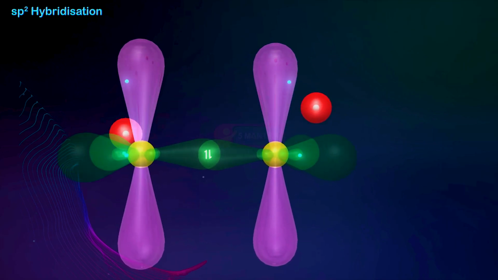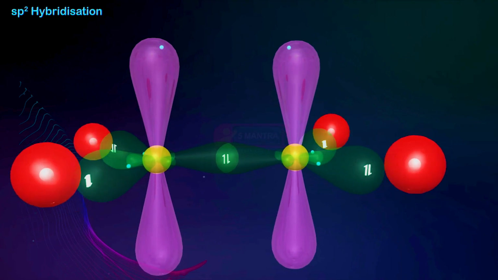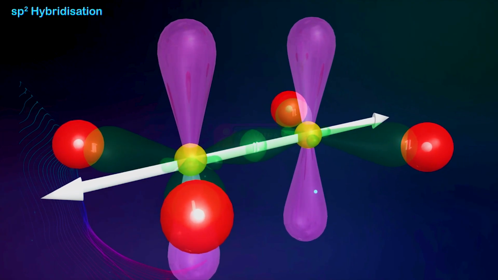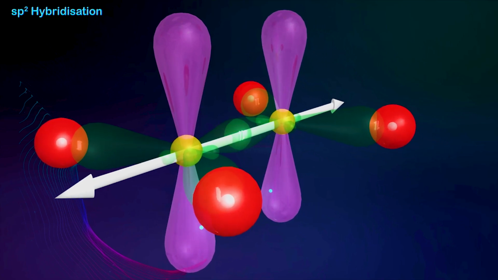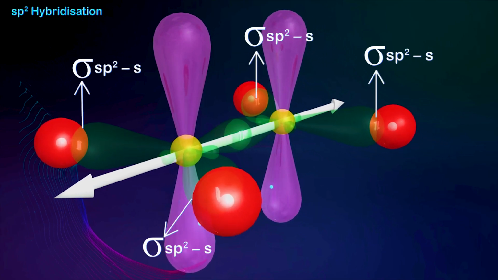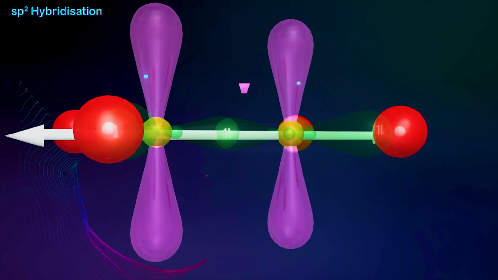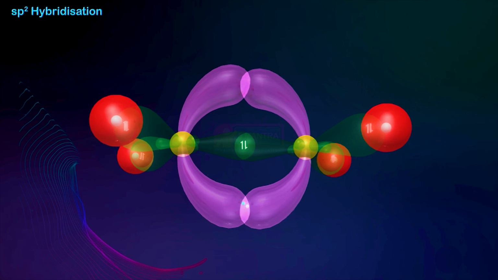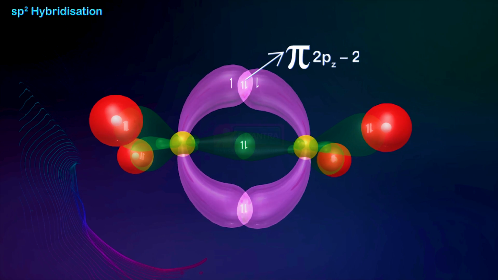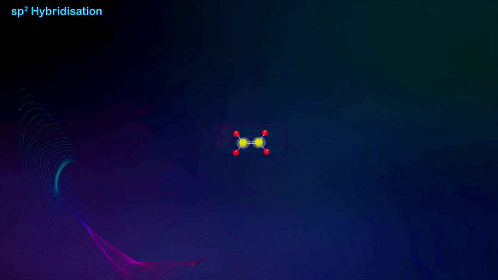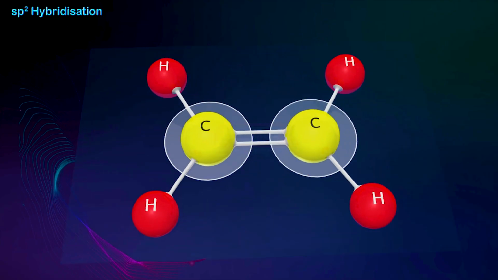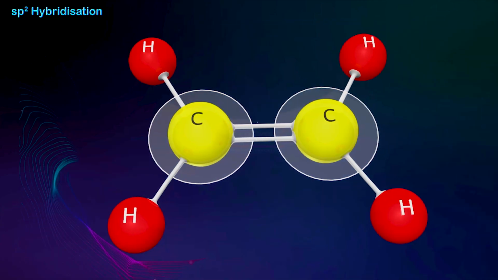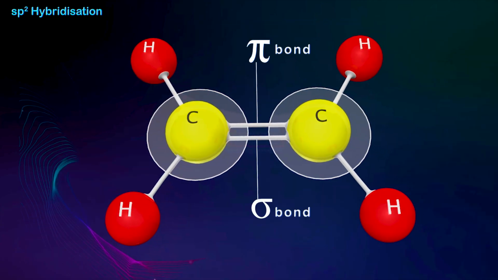For the remaining 4 hybrid orbitals, each carbon atom overlaps with the 1s orbital of 2 hydrogen atoms and forms 4 C-H sigma bonds. The unhybridized orbital, that is 2pz of both the carbon atoms, overlap laterally and form 1 pi bond. Hence, a double bond is formed between 2 carbon atoms in ethene as shown here. A double bond consists of 1 sigma bond and 1 pi bond.